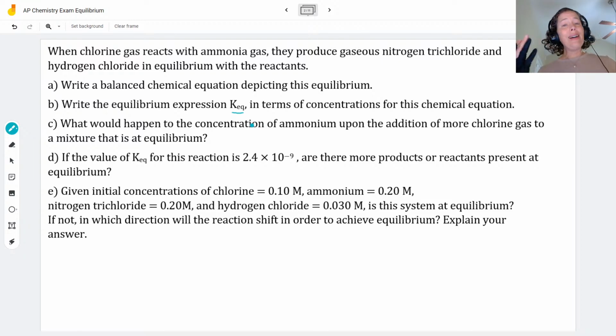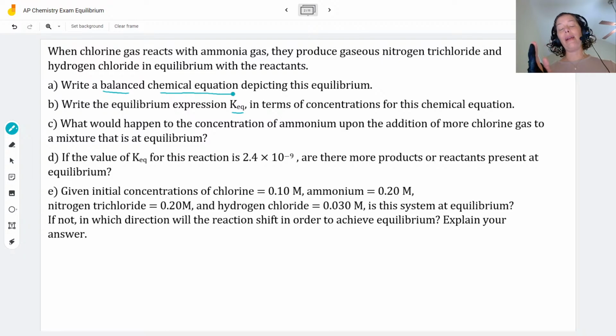All right, so let's go ahead and jump into this question, and we're going to start with part A, and that is write a balanced chemical equation for this equilibrium. Well, they made this just a little bit difficult on us because, of course, they didn't give us any molecular formulas.